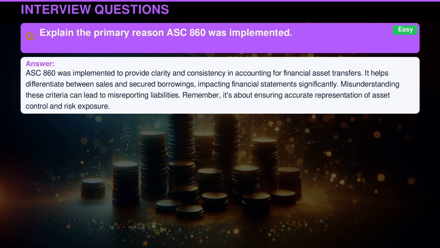ASC 860 was implemented to provide clarity and consistency in accounting for financial asset transfers. It helps differentiate between sales and secured borrowings, impacting financial statements significantly. Misunderstanding these criteria can lead to misreporting liabilities. Remember, it's about ensuring accurate representation of asset control and risk exposure.